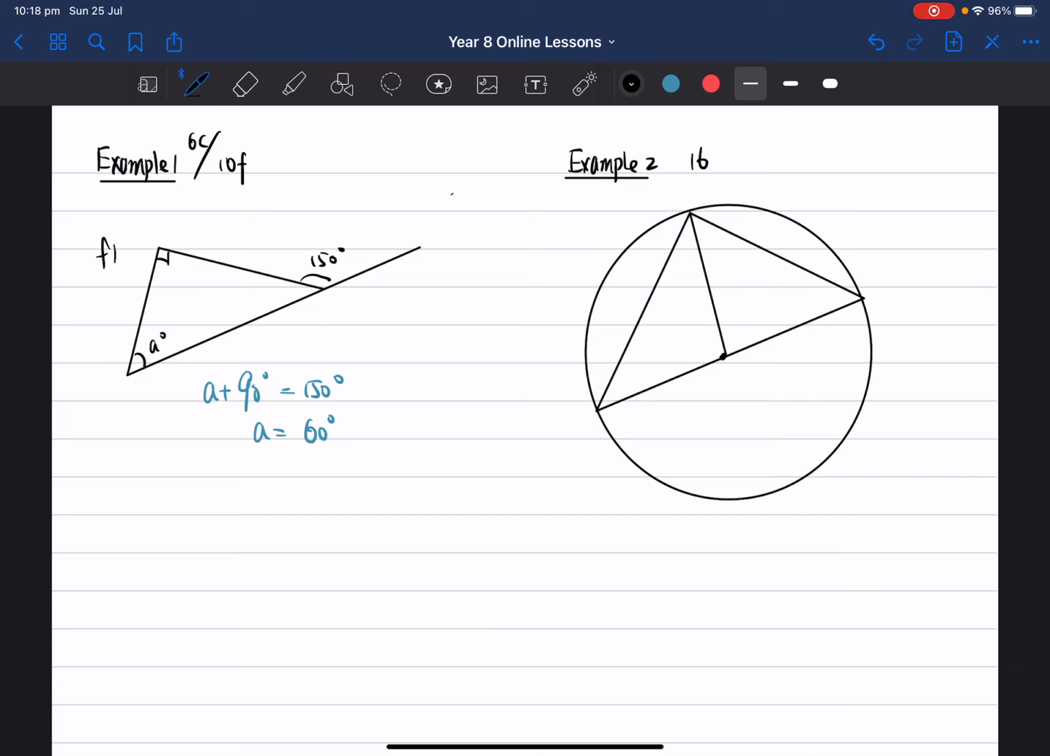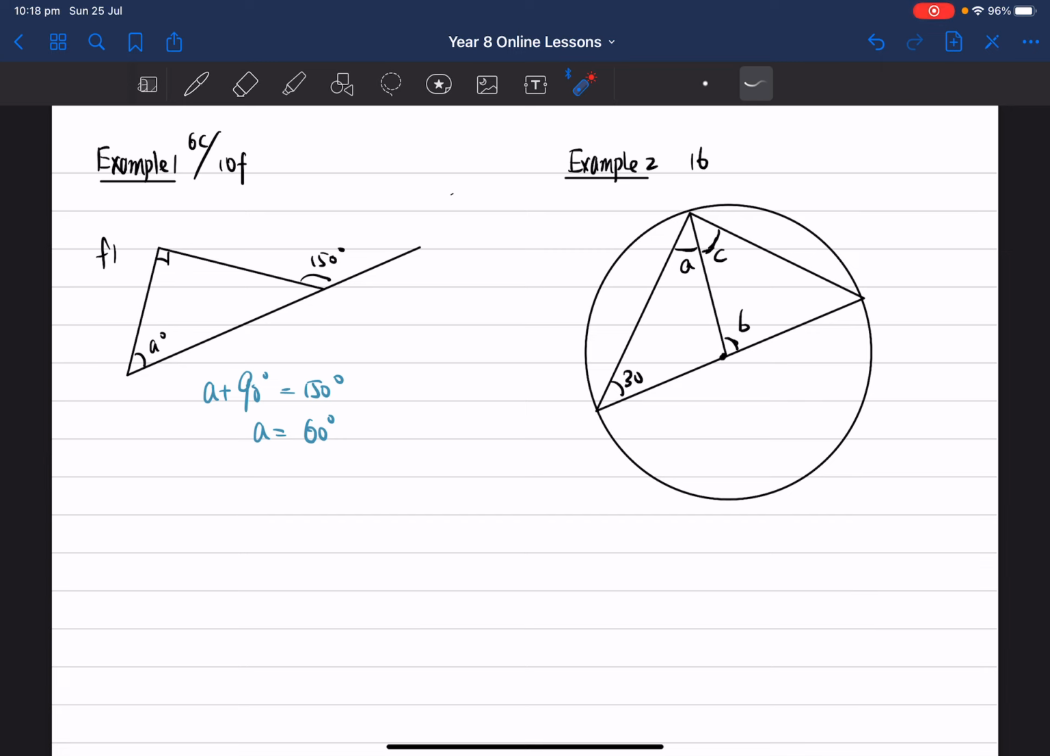Alright, let's label all the information. That's 30 degrees. That's A, here's C, and here's B. The question asks you to find the value of A, B, and C from the diagram. So how would you do that? Firstly, you need to find more information from the diagram. If you don't find more information, there's no way I can do it.